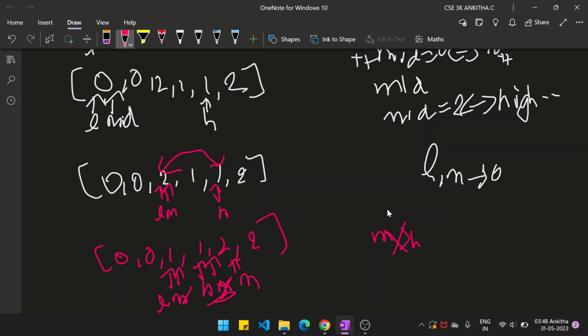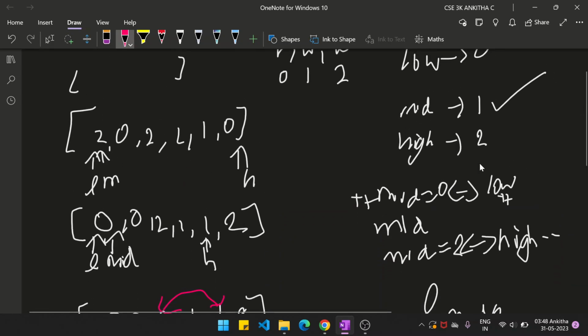So basically what we are doing is we are keeping track of three pointers: low, mid and high. Low for 0, mid for 1 and high for 2. And we start with low and mid at the same 0 position, high at the high position. And we check for each condition. So if mid equal to 0, you have to exchange with the low. If mid equal to 2, you have to exchange with the high, because it's the highest number, and 0 is the lowest number. If mid equal to 1, it is at the correct position, you just increment the mid value.